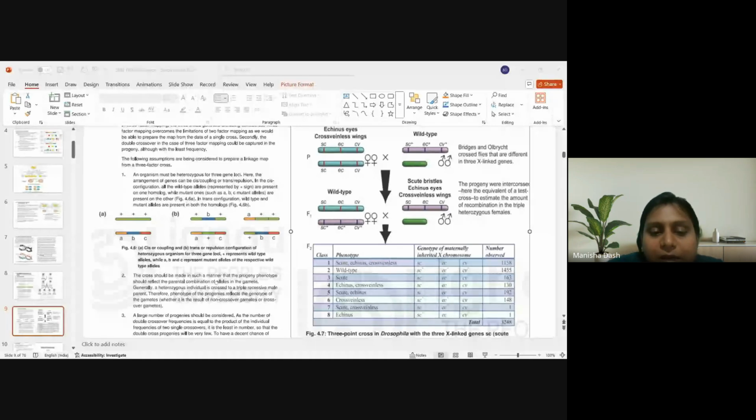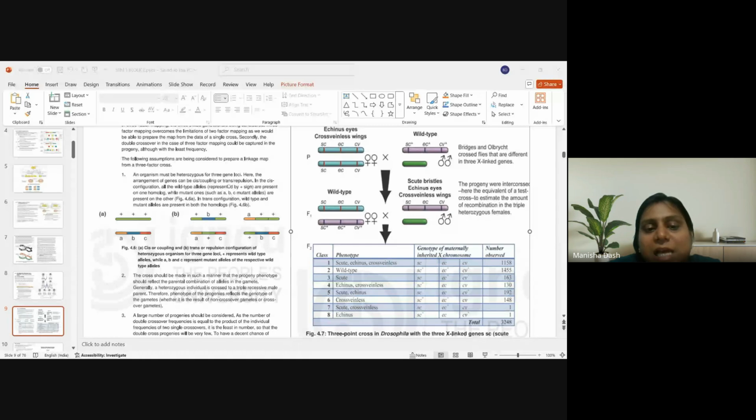So now, based on this data, you have to find out the order of the genes and the distance between the respective genes. Here you are crossing a double mutant female with a wild type male.